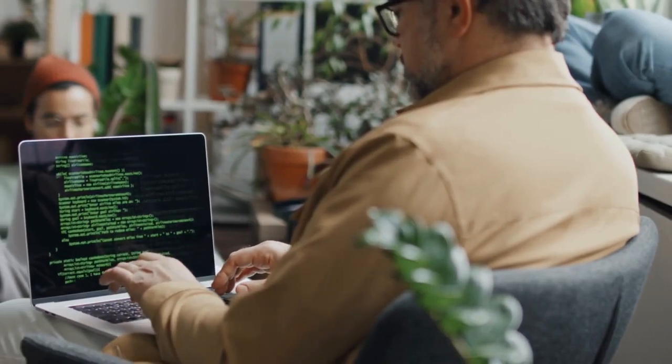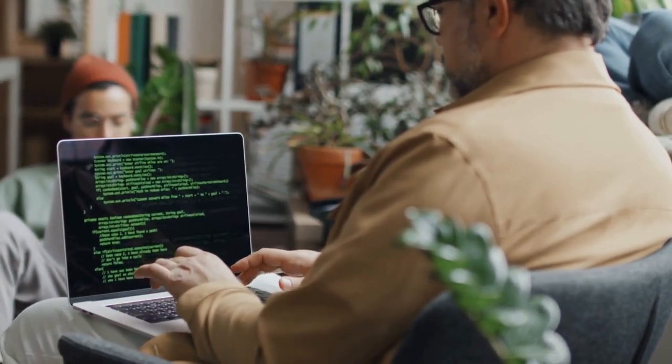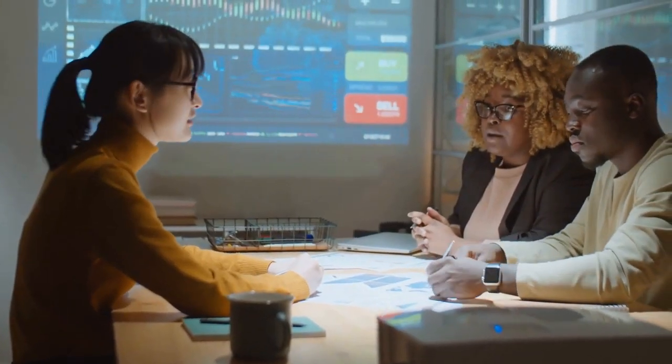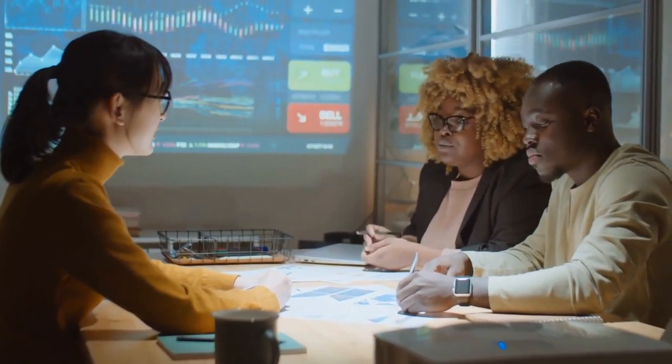But it wasn't all smooth sailing. There were technical challenges galore, from compatibility issues to security concerns. And yet, despite these obstacles, the internet continued to grow, slowly but surely.